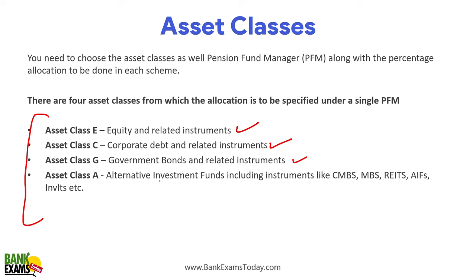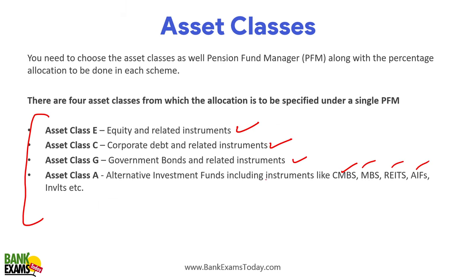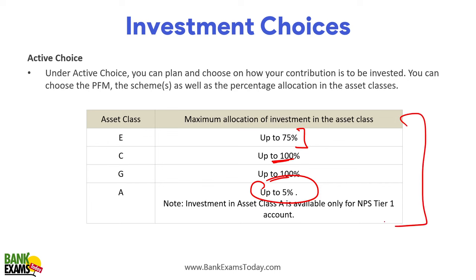And then class A is alternative investment funds, including investments like CMBS, MBS, REITs, AIF, and InvITs. So alag alag alternative investment fund, jisme real estate investment fund wagaira bhi aa jate hain, there you can also invest, but there are certain limitations. For equity, up to 75% maximum allocation of investment in these asset classes. 75% in equity, 100% up kar sakte ho in corporate and government bonds, right? And up to 5% in alternative investment class, right? So these are the investment limits in various investment classes.